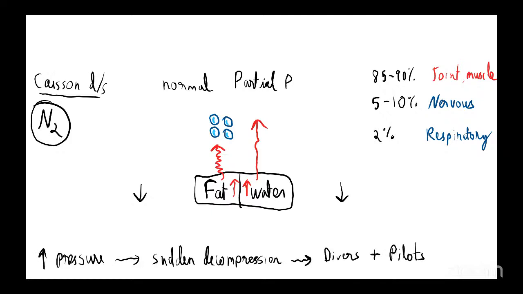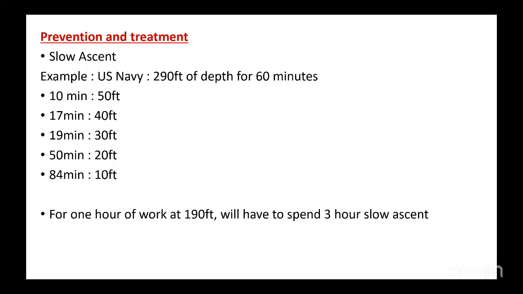And as I was telling you earlier, divers, pilots, any sudden change from a high pressure system to a low pressure system is the problem. So how can you prevent this? Slow ascent is one of the things that you have to do. For example, if you're going more than 190 or 200 feet, you'll probably have to spend 3 hours to come back. So you do work for 1 hour, you stay for 1 hour, and to come back up you need to take 3 hours. That is the amount of difference you have to understand.